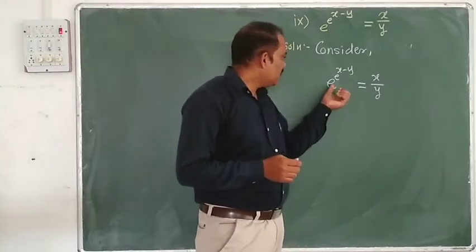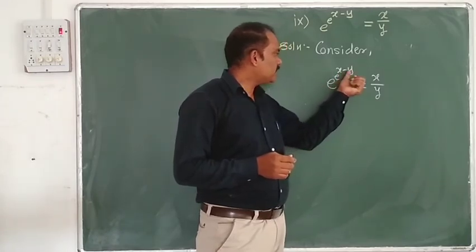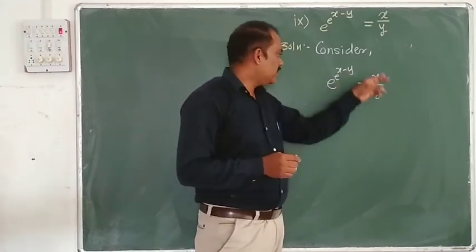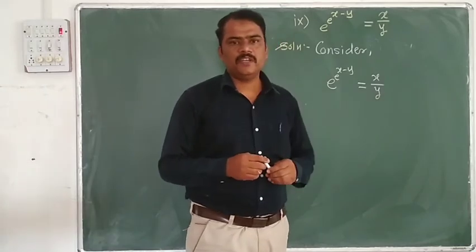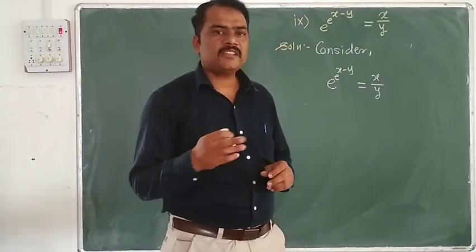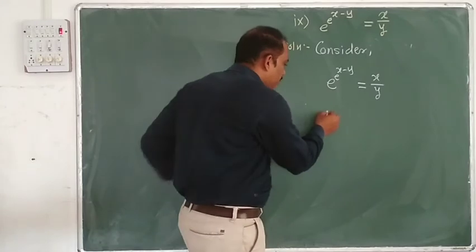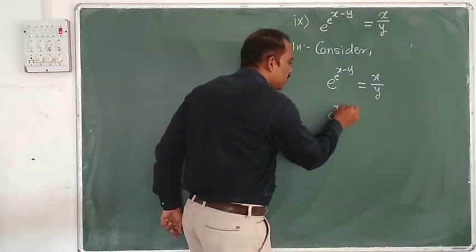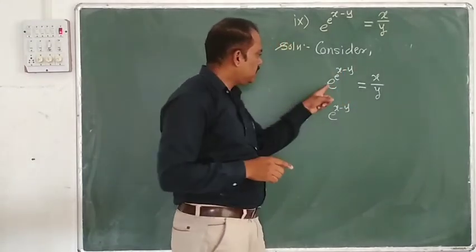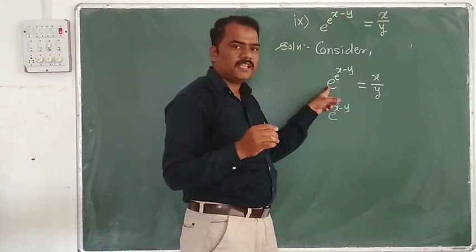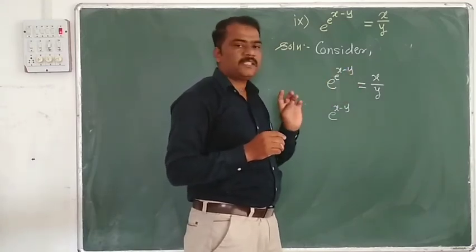See that here e raised to x minus y is equal to x divided by y. This is the exponential form, so we have to convert it into logarithmic form. How to write that logarithmic form? e raised to x minus y. If you consider the LHS, here the base is e, and the index is x minus y.